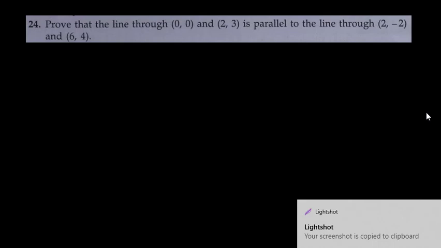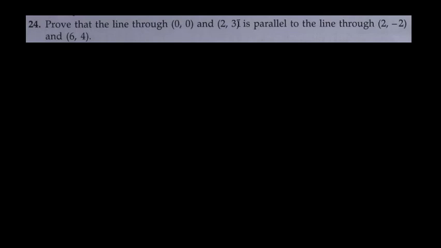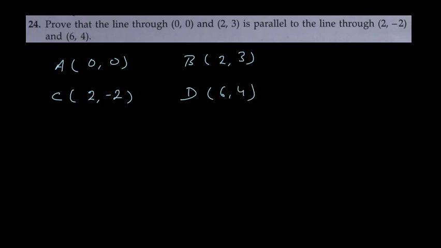Now the 24th question is: prove that the line through this is parallel to the line through this. So I will consider 4 points. One is point A, which is (0, 0). One is point B, which is (2, 3). Then we have point C, which is (2, minus 2), and we have point D, which is (6, 4). We have to prove that the line through AB is parallel to the line through CD.